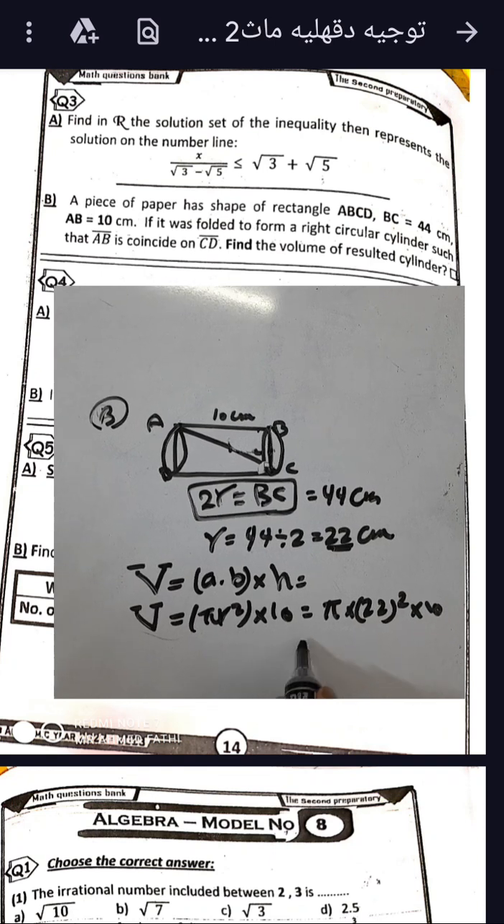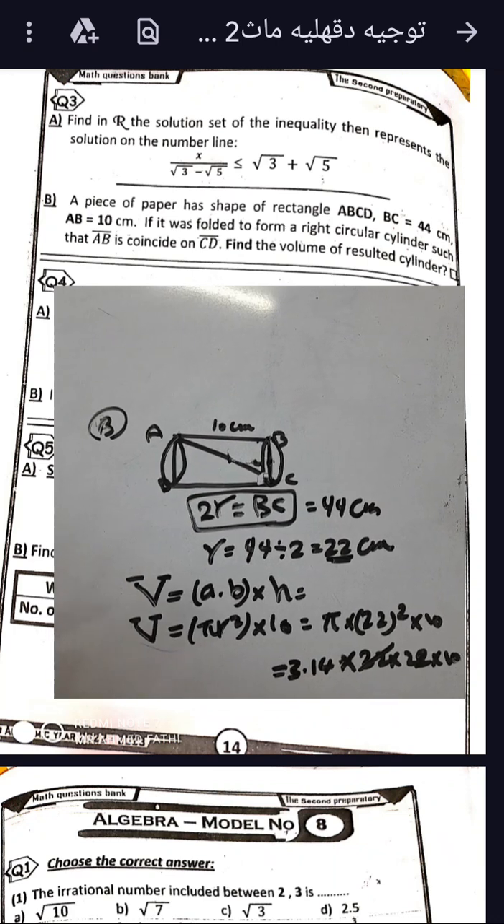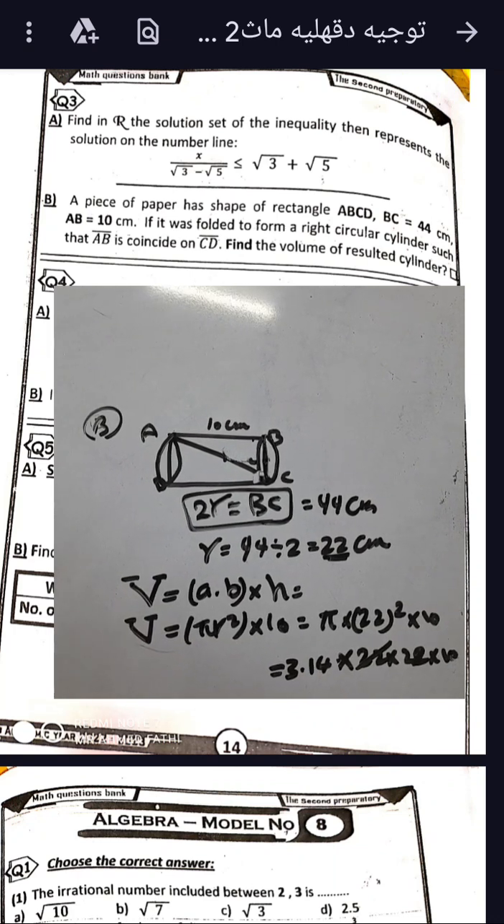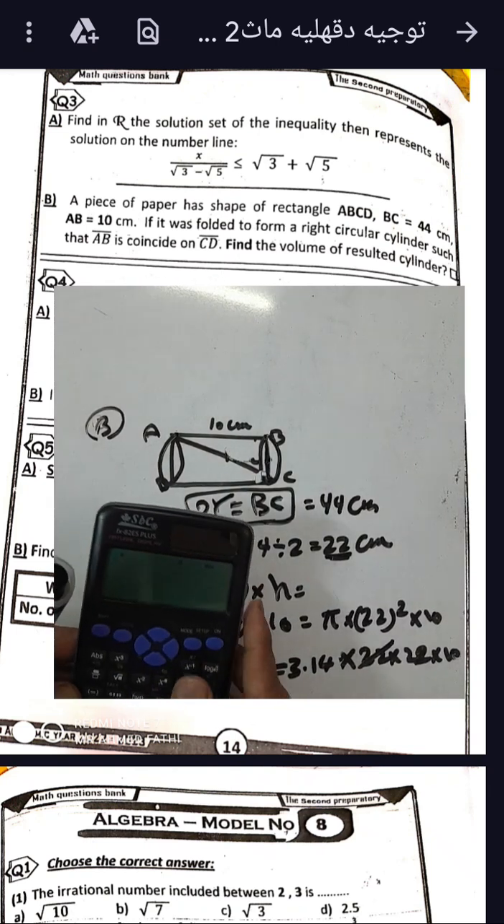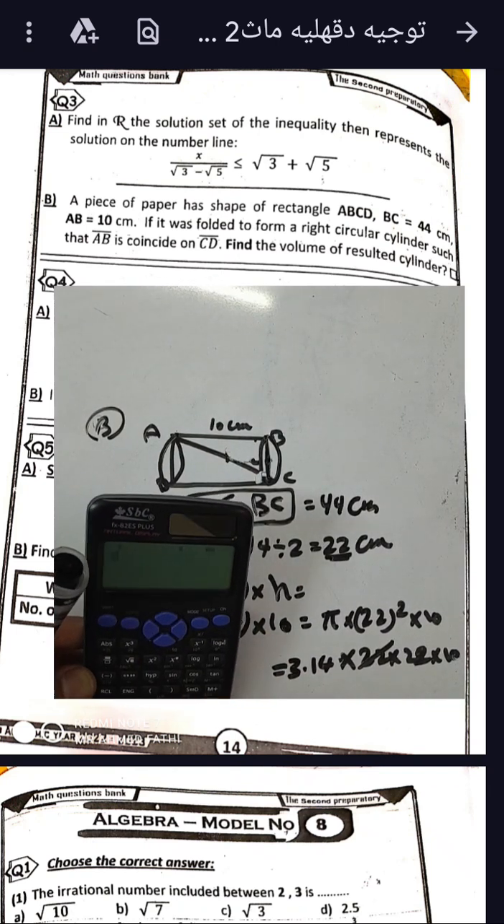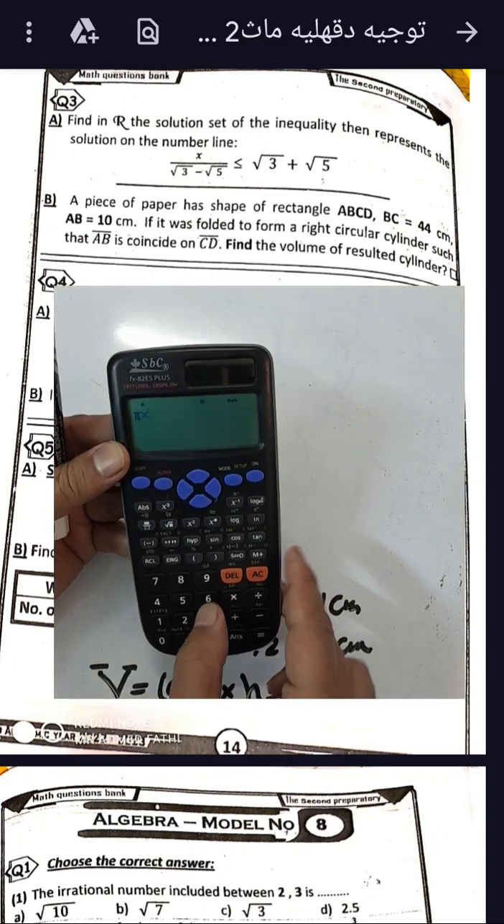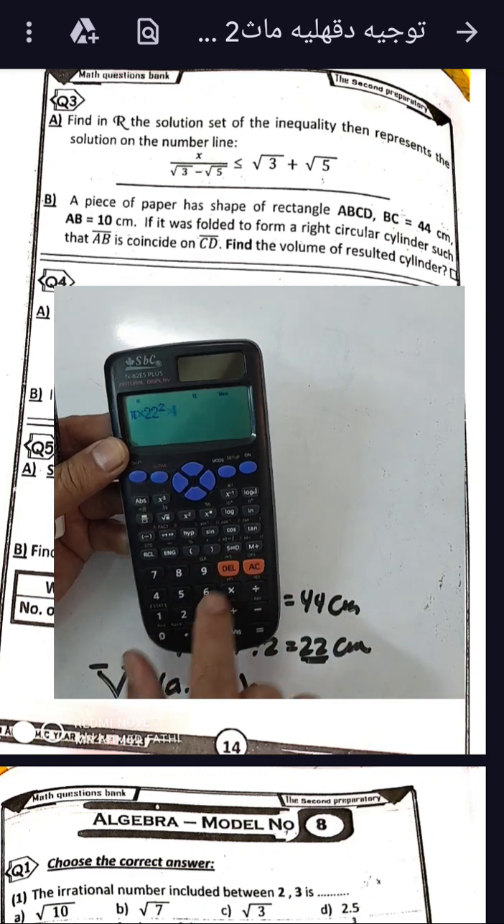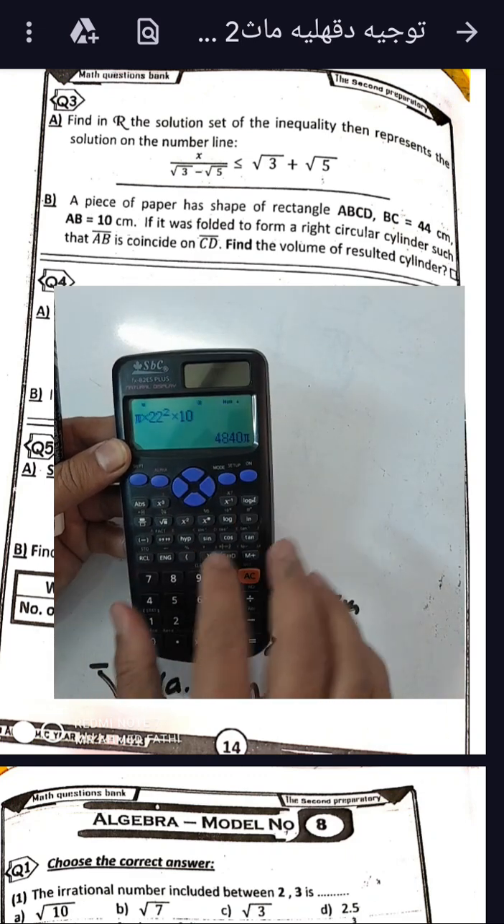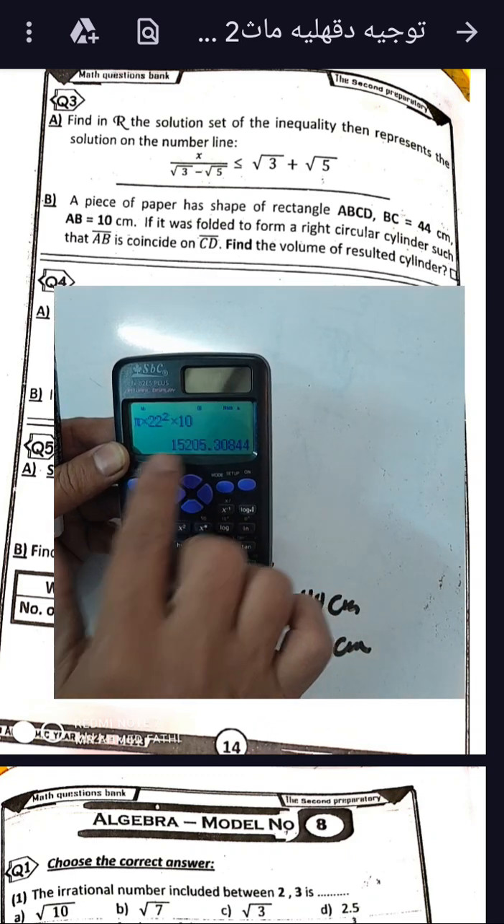And then you can write pi equals 22 over 7 product by 22 power 2. It means 22 product by itself times 10. 22 divided by 7, or you can write pi here as 3.14. Or you can assemble it by using a calculator. Yes, we can use a calculator here to find the volume. Write pi here, shift this here, and product by 22 power 2 times 10. You can write the result by using the calculator. It will be this number, okay?